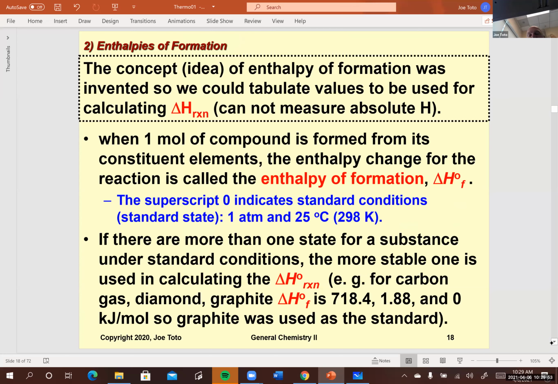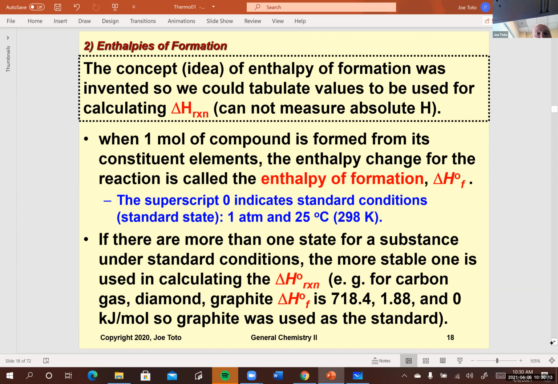Now we move on to the next concept that's going to allow us to calculate delta H's of any reaction without having to go to the lab. And that's the idea of this delta H of formation. Now let's read the definition of this.